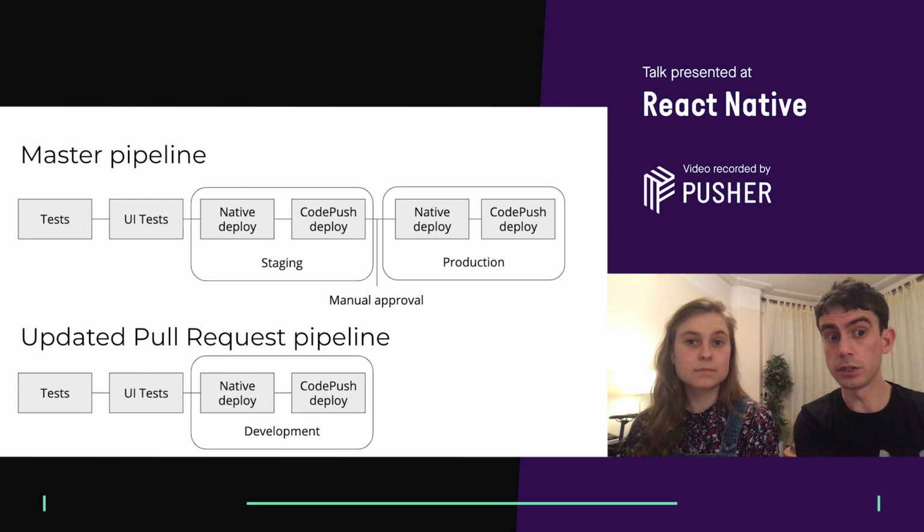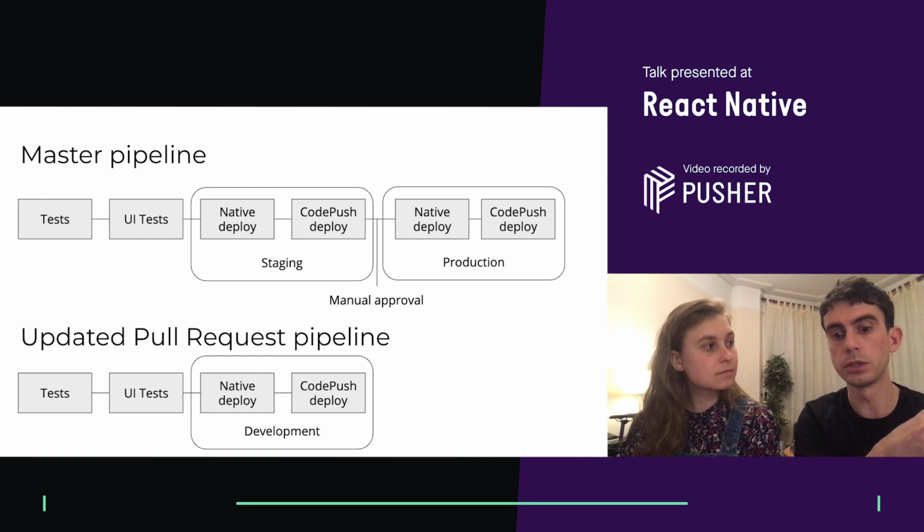So after all of that, this is what the new master pipeline looked like for the PR. We just have the same master pipeline, but the updated pull request pipeline now matches the master pipeline more closely with the added development environment there. We do run all the tests, and if they pass, we do possibly a native deployment and a code push deployment on the PR.